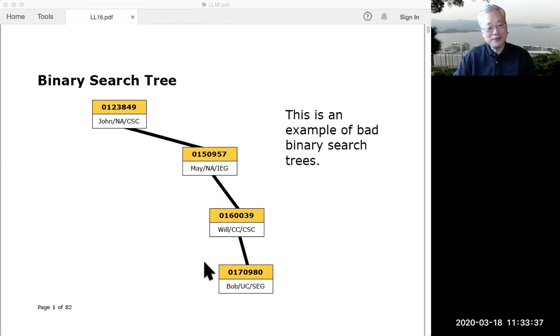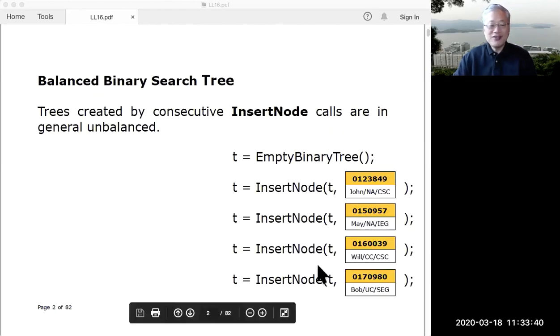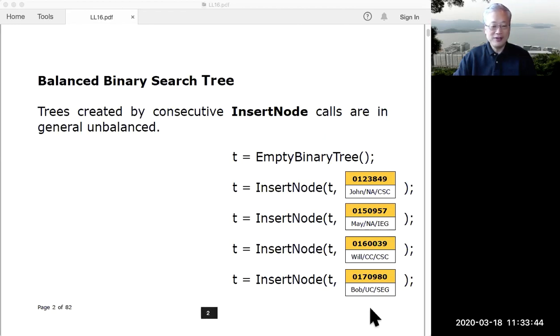Now, let's look at this binary search tree. This is how this binary search tree is constructed. So, let's look at this program segment. Suppose we declare a variable t, which is a binary search tree, and then first we assign the empty binary tree to it, and then we insert this node to t, and then we insert another node, and then we insert the third node and the fourth node. So this is how we construct a binary search tree.